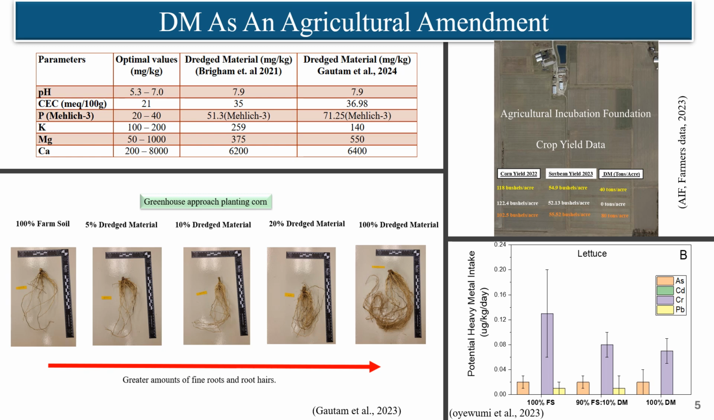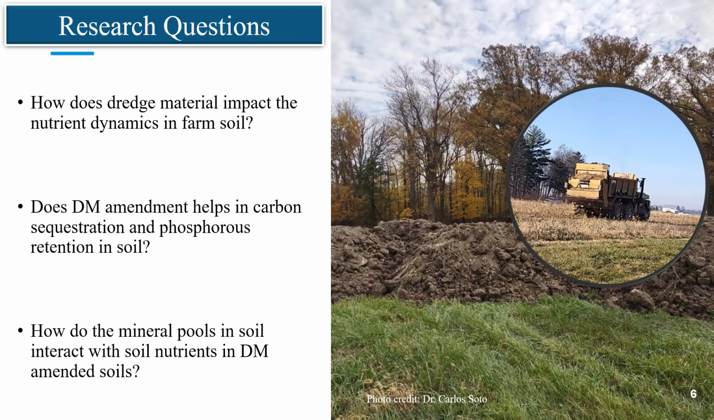Therefore, from these findings, we can conclude that using dredged material as an agricultural amendment is efficient and it contributes to agricultural productivity and soil health.